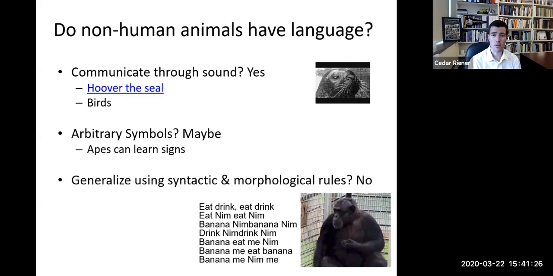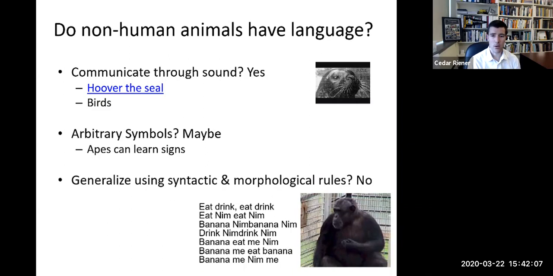So we know that animals can communicate through sound. Birds can absolutely do this. A lot of animals make expressive sounds that communicate. It does seem like some apes can learn sign language. They can take arbitrary symbols or arbitrary gestures. So they can make signs and they can get that those symbols represent concepts or represent objects.